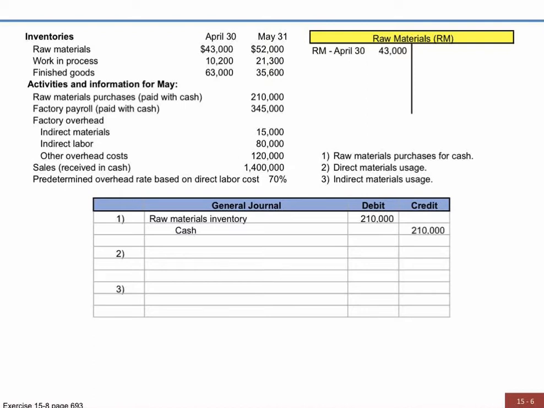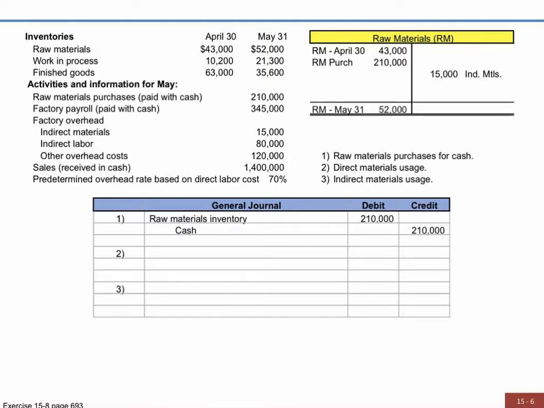The second we're looking for is going to be the direct materials usage. We're going to have to use that T account to calculate that amount. So we're going to include the $210,000 for a purchase. That's going to debit our raw materials. And then you can see a little lower in that same table we have $15,000 as indirect materials that were used. So that would be a credit.